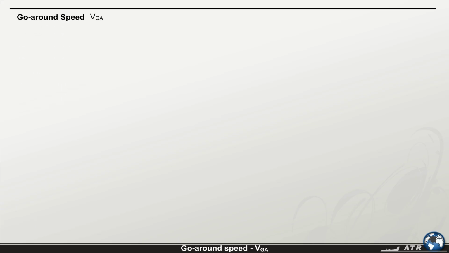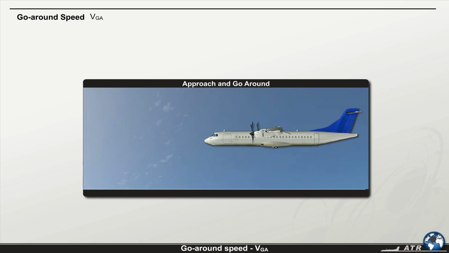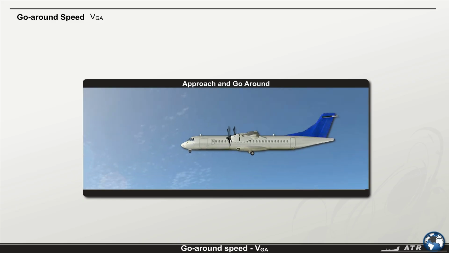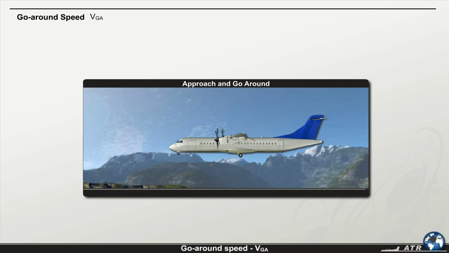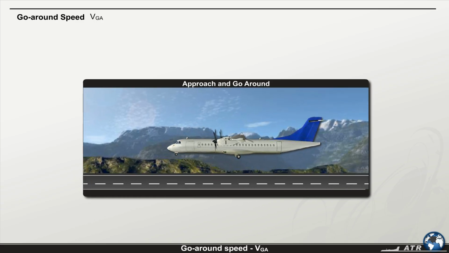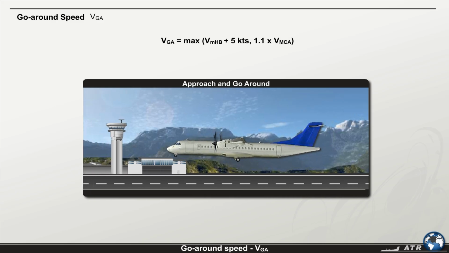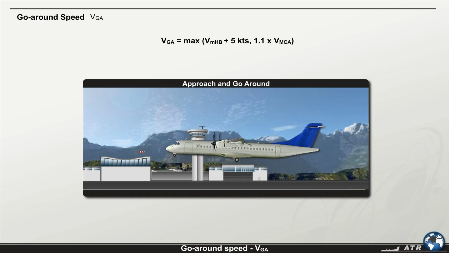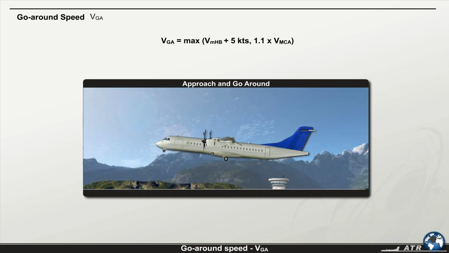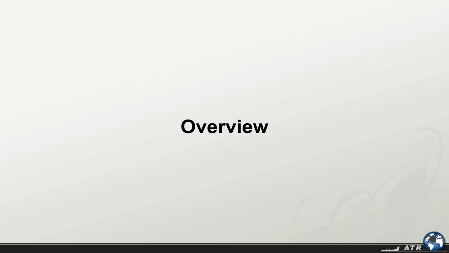Go-around speed, VGA. The speed to be used in case of performing a go-around procedure is the minimum maneuver speed high bank, VMHB, increased by 5 knots or 1.1 VMCA, whichever is higher.